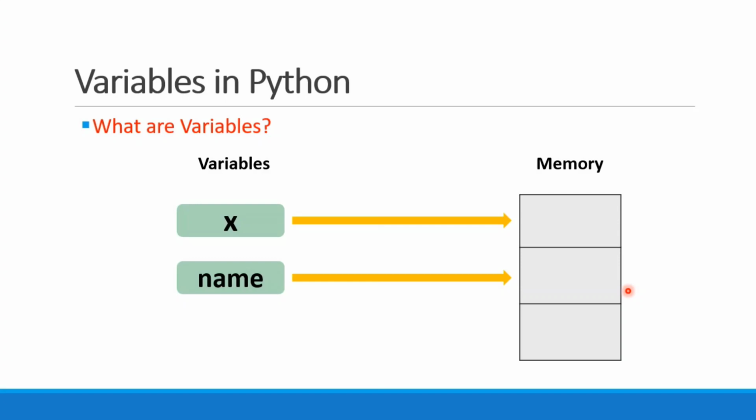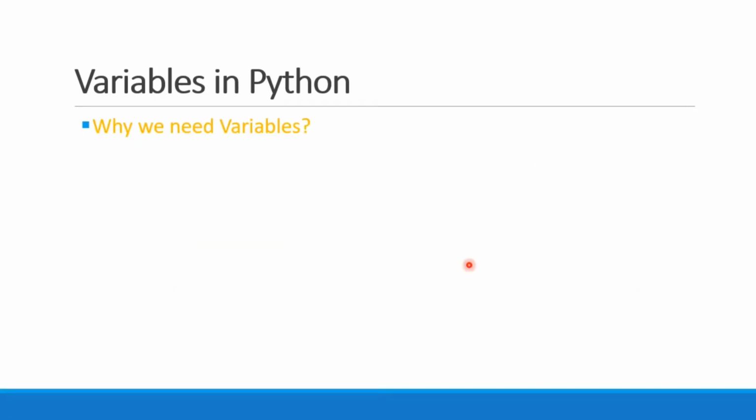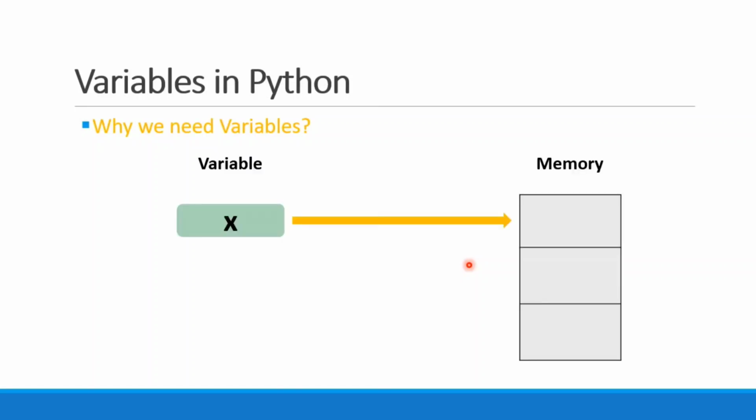Now let's move to why we need variables. Variables play a very important role when it comes to programming, as they provide us more flexibility in a program because they allow us to change their value during the program execution. For example, if we have a variable x and it is referring to this memory location and here its value is 20. For now, I want this value as 20. But after some time, if I want to change this value from 20 to 30, so I need a variable here. So whenever we want to change values in our program, then we need variables.